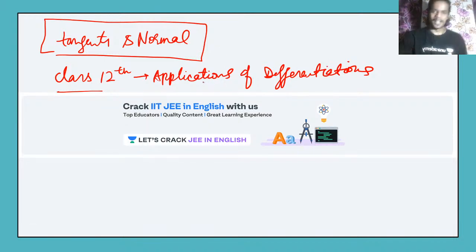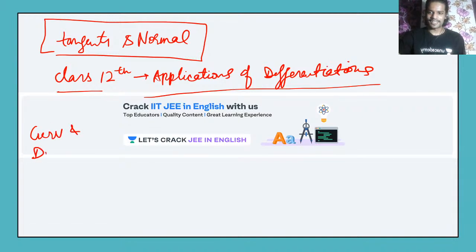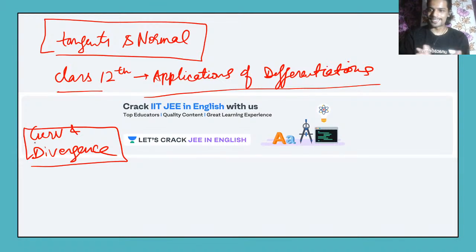What is curl and divergence? Oh god. So you're gonna straight up ask me curl and divergence. Who told you about this? Curl and divergence is something which is used to define a vector field. I'm not actually sure, I have kind of forgotten. I studied curl and divergence in my first year.